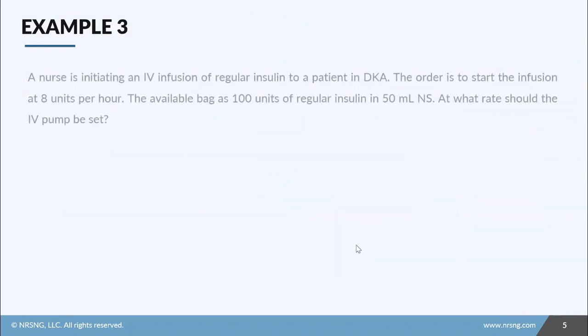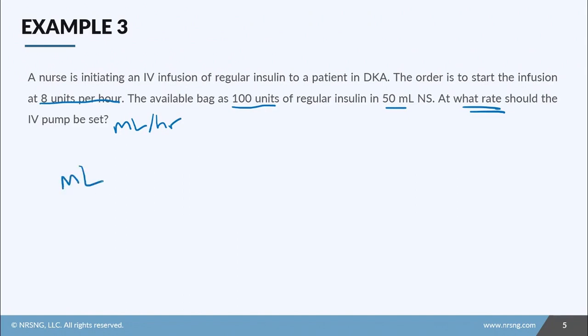All right, let's look at the next one. Again, we're going to work with dimensional analysis from now on. A nurse is initiating an IV infusion of regular insulin to a patient in DKA. The order is to start the infusion at 8 units per hour. The available bag has 100 units of regular insulin in 50 milliliters of NS. At what rate should the IV pump be set? All right, automatically we know we're looking for milliliters per hour. So start with what you're looking for. Milliliters per hour equals.